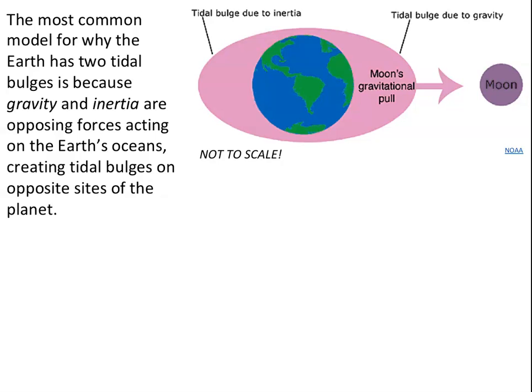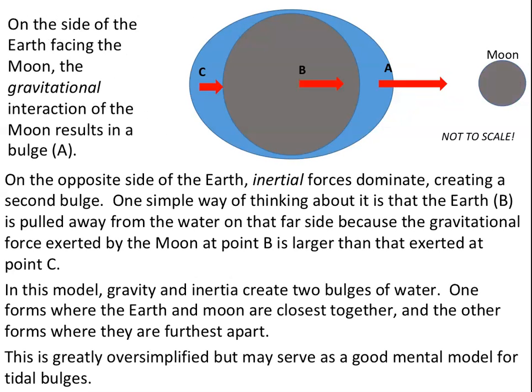So here's the most common model for the Earth that has two tidal bulges because of gravity and inertia. So there's the moon. There's a tidal bulge due to gravity and a tidal bulge due to inertia, but there's going to be this unequal pulling. And so essentially, if asked, the moon has the greatest influence. So if we've got A, B, and C, you're going to be drawing this in the video. On the side of the Earth facing the moon, the gravitational interaction, that's A. On the opposite side, you have the Earth in the middle, B, and then you have C, and you have that inertia creating that second bulge.